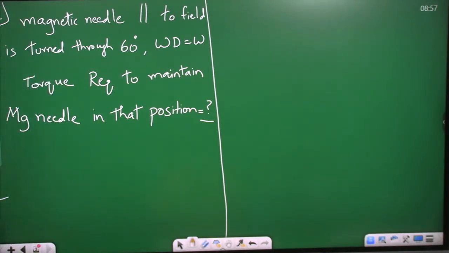So a magnetic needle is parallel to the field. It is turned through 60 degrees and the work done is W. Torque required to maintain the magnetic needle in that position in terms of W. So people watching online, open your books, start solving problems.